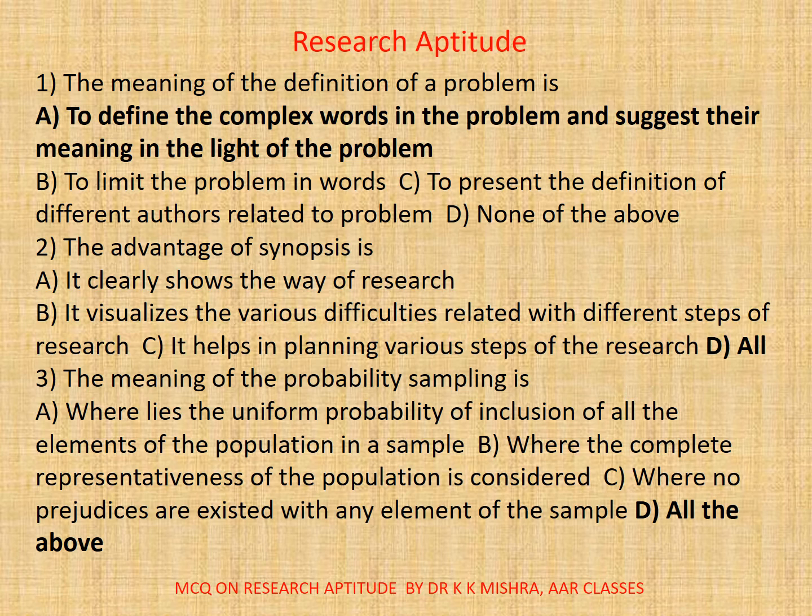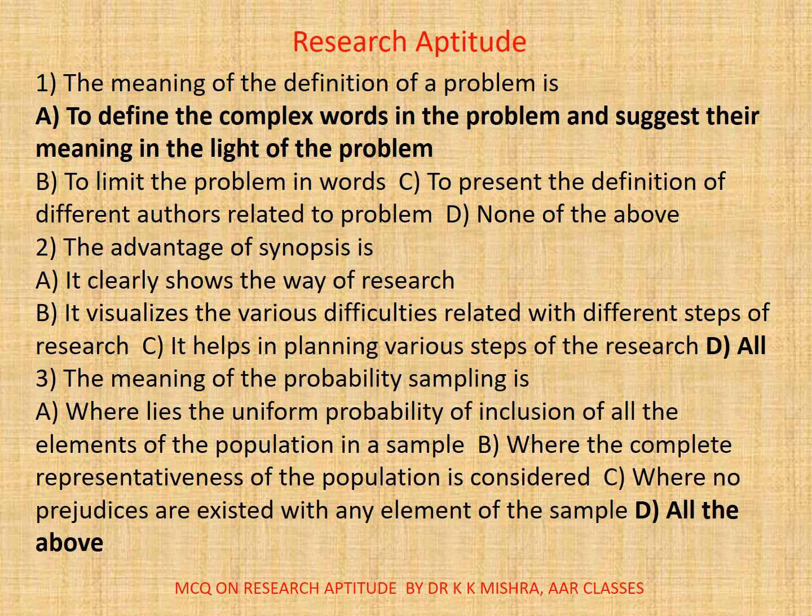Question number 1. The meaning of the definition of a problem is A. To define the complex words in the problem and suggest their meaning in the light of the problem. B. To limit the problem in words. C. To present definition of different authors related to problem. Or D. None. The correct option is A. To define the complex words in the problem and suggest their meaning in the light of the problem.